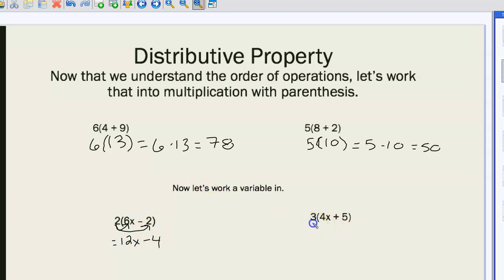Okay, so this 3 times 4x, it's going to be 12x. Can't combine what's inside my parentheses because I don't have an x on this with this 5, but I can distribute this 3 to both. So 3 times 5 would be 15. And what do I have inside? I have a plus sign.